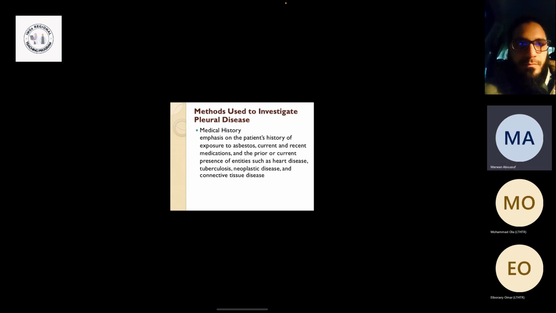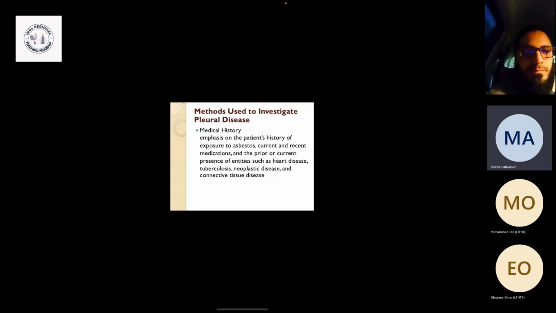Methods used to investigate pleural disease, normally medical history, patient exposure, maybe if we are thinking of something like malignant or benign mesothelioma, current and recent medications. There are a lot of medications that can lead to that. Maybe some systemic disease like heart disease, liver disease, some neoplastic disease, some connective tissue disease, and some areas where TB is present. For physical examination, a complete physical examination should be performed.